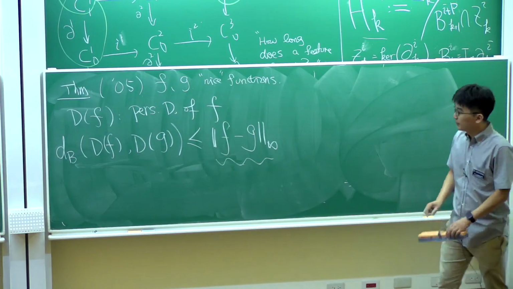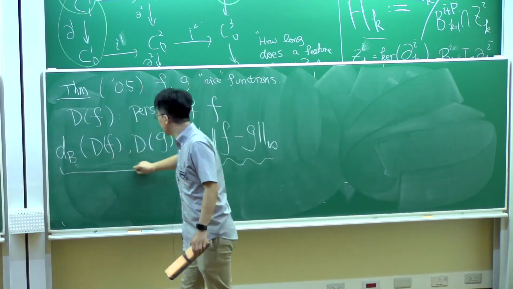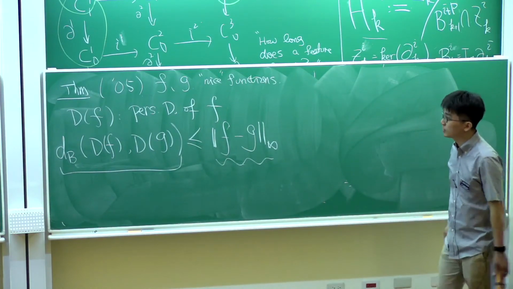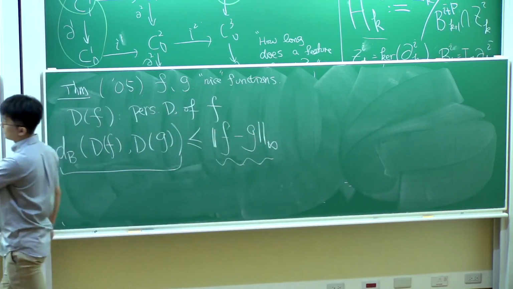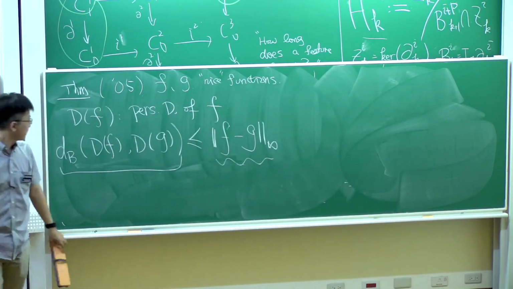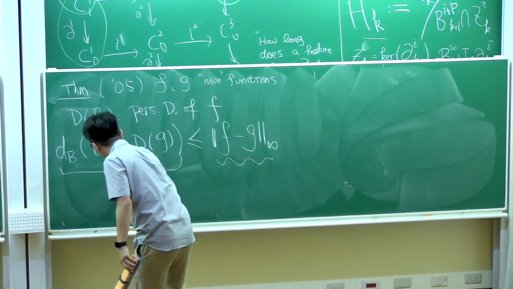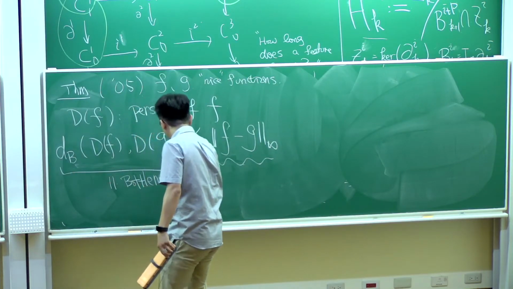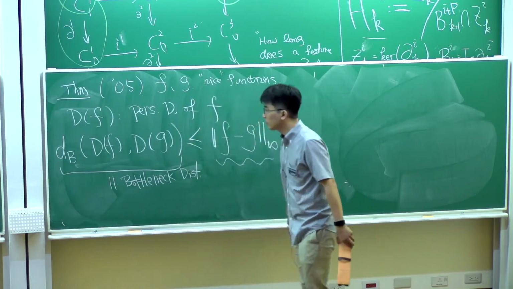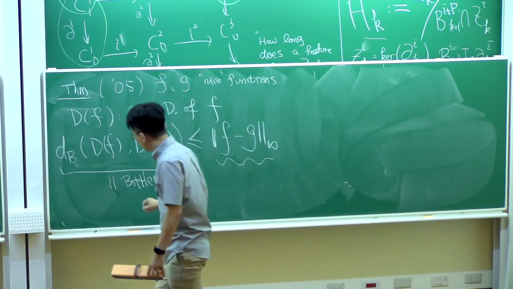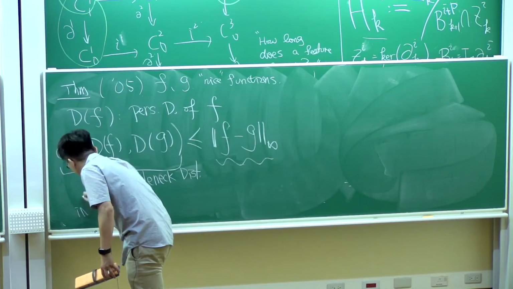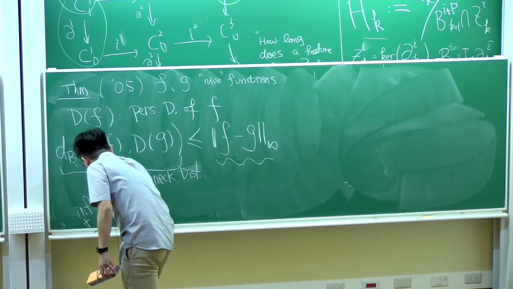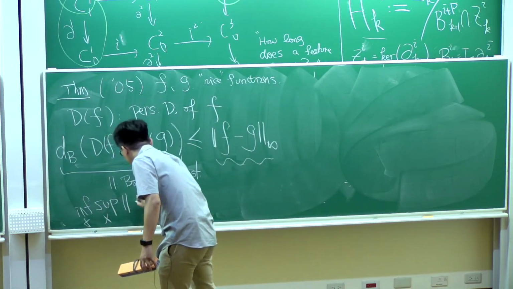So what is the theorem? Well, what is the distance here? How do we define the distance between persistent diagrams? The persistent diagram is just a multi-set like here. This is called the bottleneck distance. It is defined in the following way: you take the infimum over all possible bijections, and you take the supremum over this.